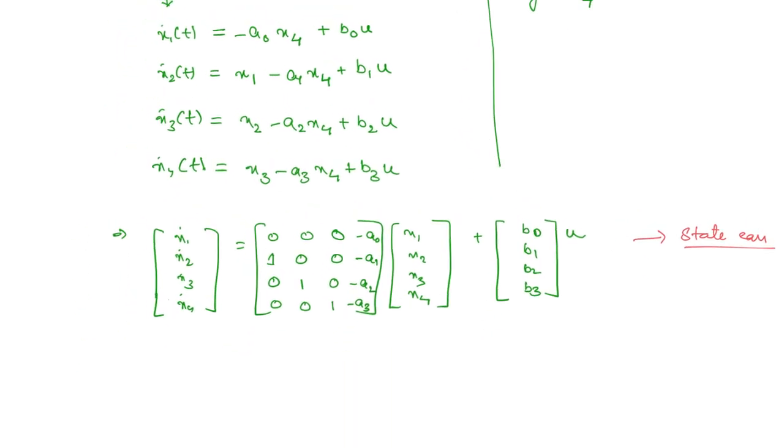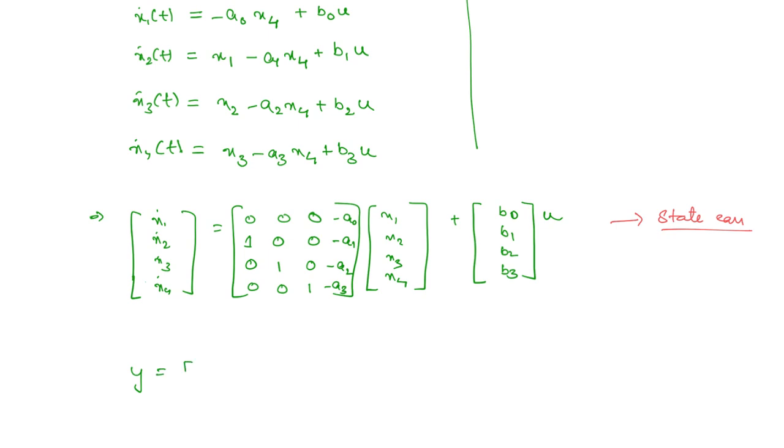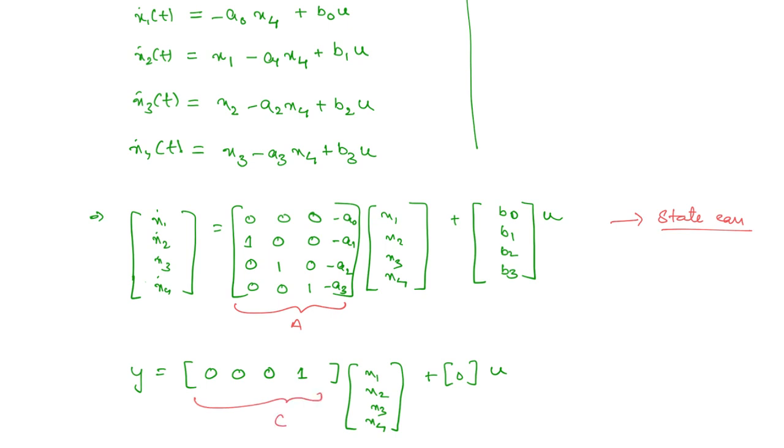So you can write here the output y is equal to, here x1, x2, x3 and x4. Now y is only related to x4, it is equal to x4. So all of the x1, x2, x3 relations will be 0, x4 will be equal to 1 plus 0 times u. Okay. So you can see that here we have the A matrix, here we have the C matrix. These are in the form as discussed in the observable canonical form. Okay. Now what is this equation? It is the output equation.